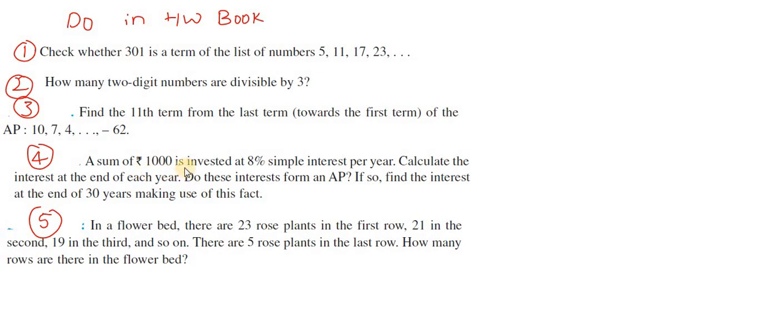And even here, a sum of rupees 1000 is invested at 8% simple interest per year. Calculate the interest at the end of each year. Do these interests form an AP? If so, find the interest at the end of the 30th year. It's very easy actually. You can take n is equal to 30, and first you find the first year's interest using the simple interest formula, simple interest equals PTR by 100. They have given P, the principal, as 1000, rate is 8, and T you can take as 1. Like that you can find the first year, and even the second year, and the third year. After that, at the end of the 30th year, you need to find how much this interest will become.